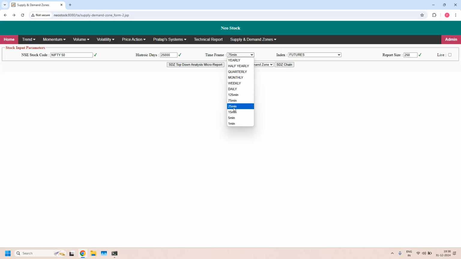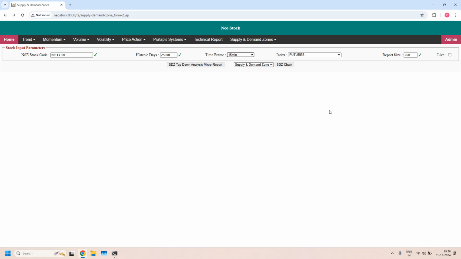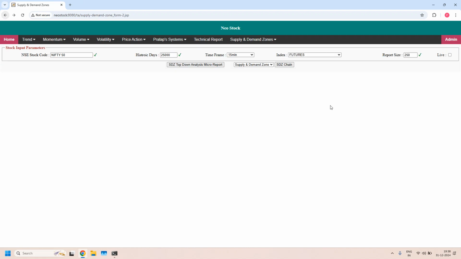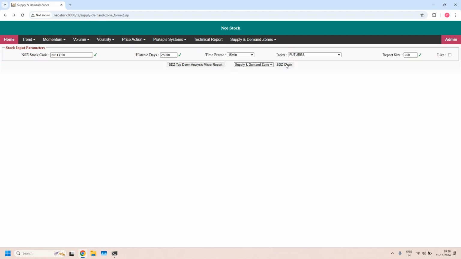Next, 25 minutes supply demand zone chain for NIFTY. Next, 15 minutes supply demand zone chain for NIFTY. Next, 5 minutes supply demand zone chain for NIFTY. Let me scroll the list down. I think the first 15 minutes also I have to do that. I think 15 minutes supply demand zone chain.